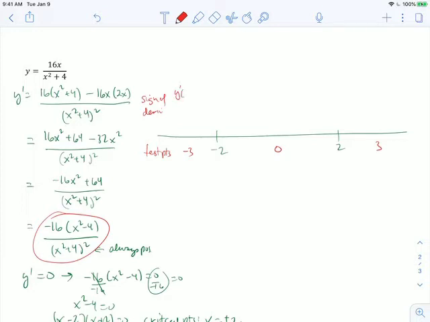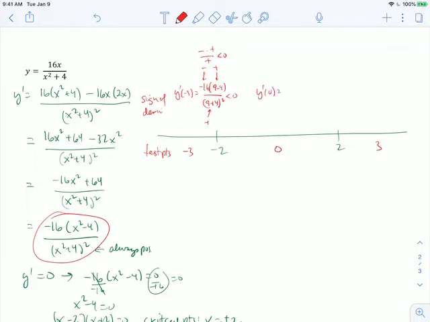So y prime of negative 3 is going to be negative 16. Negative 3 squared is 9, so I get 9 minus 4 over 9 plus 4 squared. So let's think about this. That's negative, that's positive, that's positive. So negative times positive over positive is a negative number. So the sign is negative at negative 3.